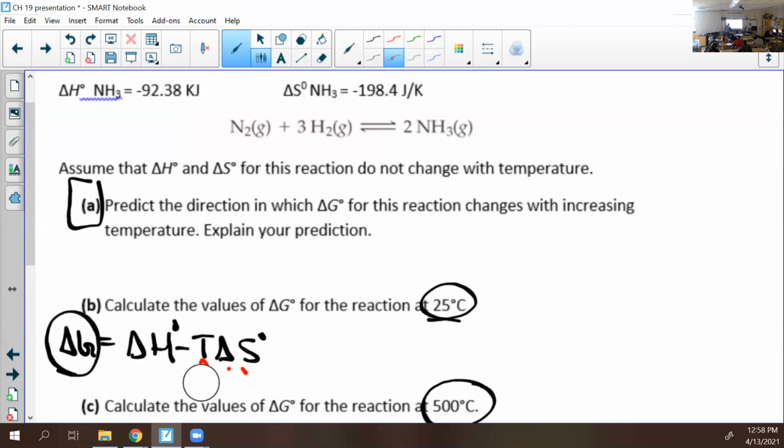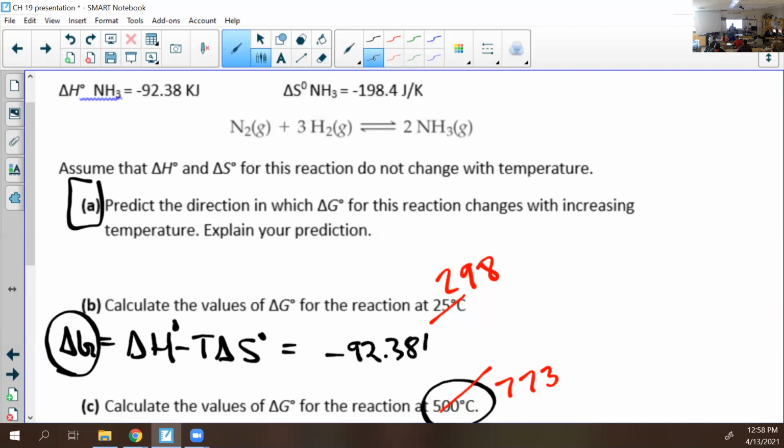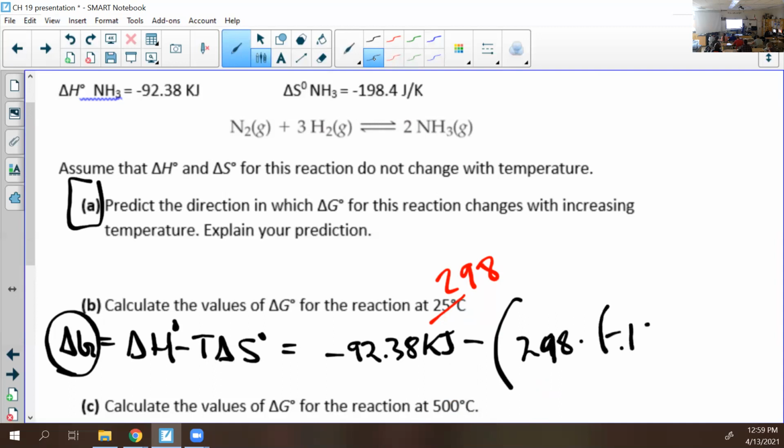The rest, we just plug everything in now. So we have delta H naught, which it gave me. And remember, this is 298. Don't use that trash on me. 773. Whoops. Right? Okay. So I'm going to plug it in now. Delta H is negative 92.38 kilojoules minus temperature, which is 298, times, I'm going to convert that to joules, so I'm going to say negative 0.1984.